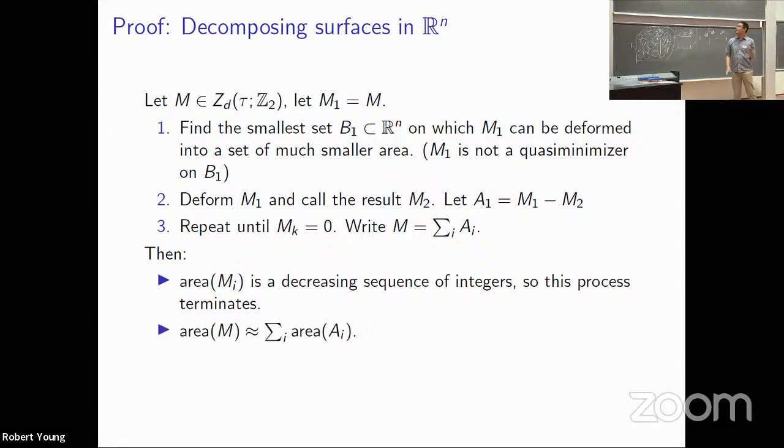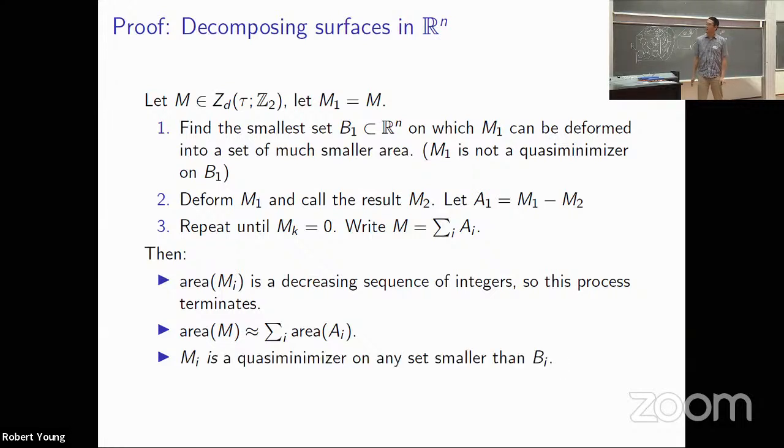Furthermore, because each stage decreases the area, and the amount that the area decreases is always going to be comparable to the area of the piece we just added to the decomposition, to the area of each new piece in the decomposition. So that means that the total area of all the pieces in the decomposition is going to be comparable to the amount that the area decreased throughout this entire process, which is going to be comparable to the area of the original surface. So this is an efficient decomposition in the sense that the total area of the pieces is comparable to the area of the original.